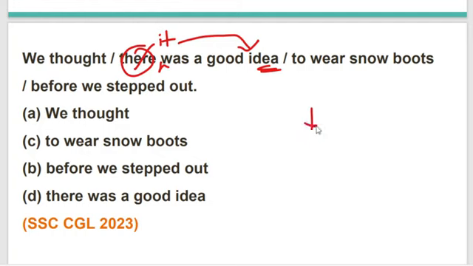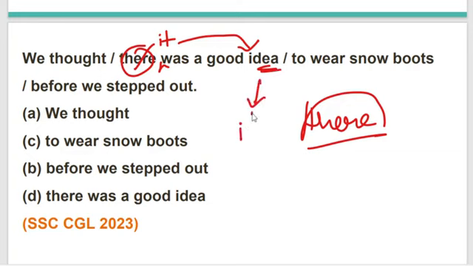because the word "there" is actually used to demonstrate a place. And here we are not talking about a place, we are talking about an idea, for which we are using the pronoun "it." So the correct sentence is, we thought it was a good idea to wear snow boots. So see, this year's 2023 questions are not that difficult, not that easy also, not so difficult that we are not able to understand.